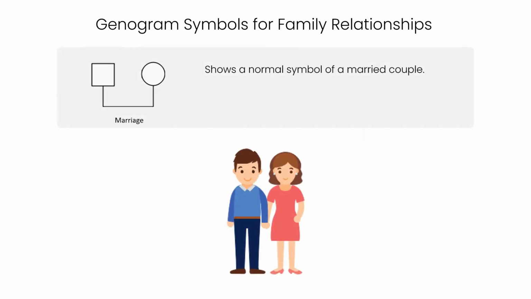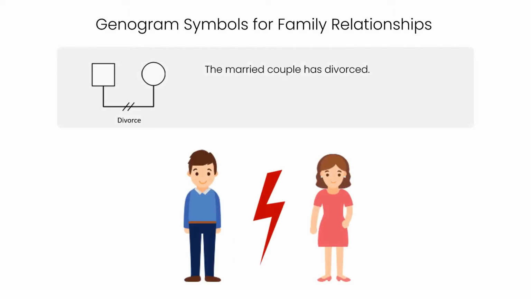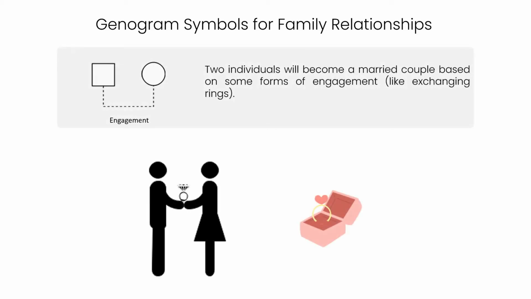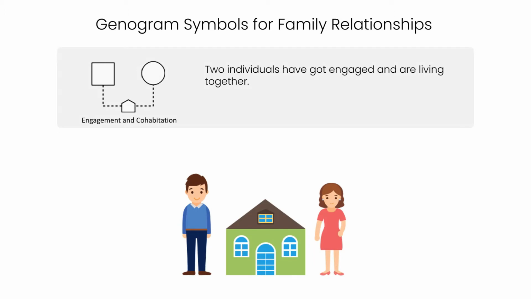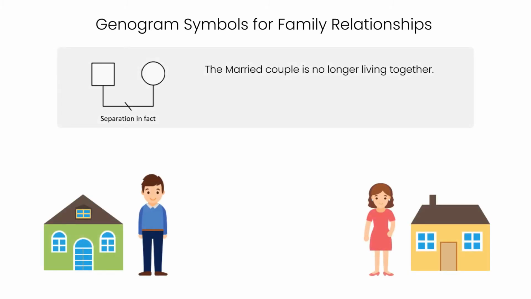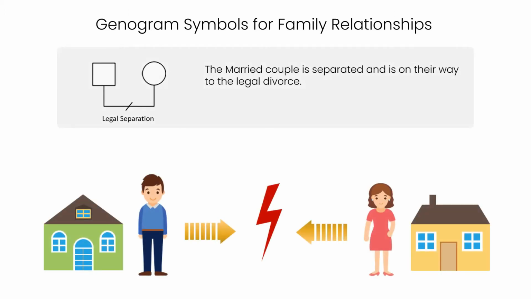Genogram symbols for family relationships. This symbol is used for married couples. For married couples that have divorced. 2 individuals who will become a married couple based on some form of engagement, like exchanging rings. 2 individuals who are engaged and are living together. A married couple that is no longer living together. A married couple that is separated and is on their way to a legal divorce.